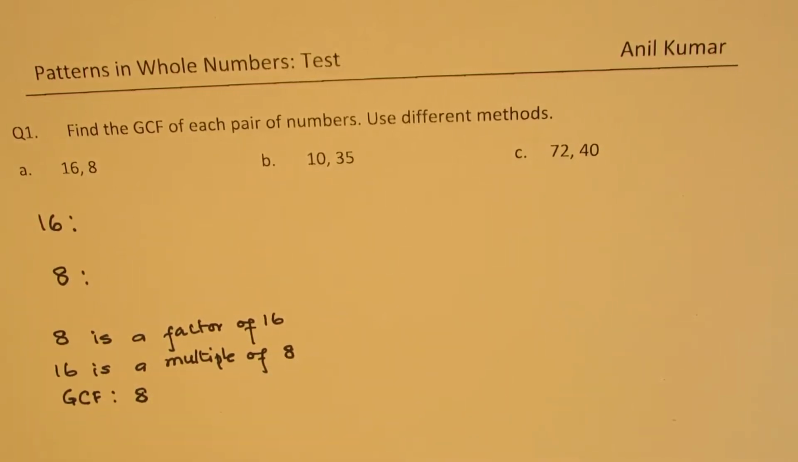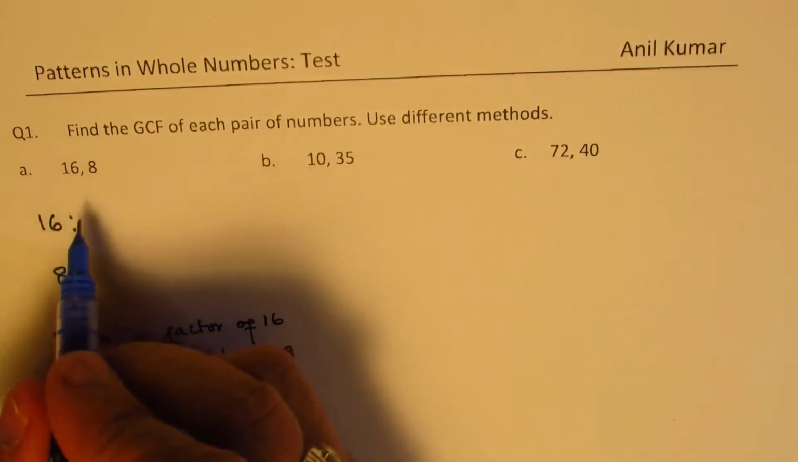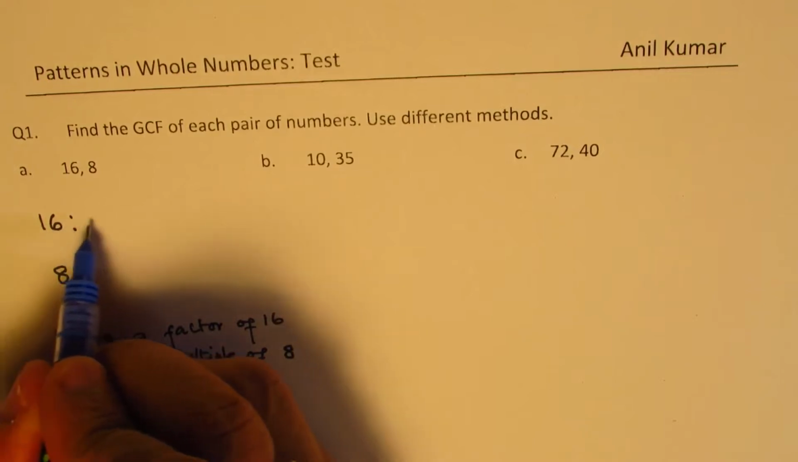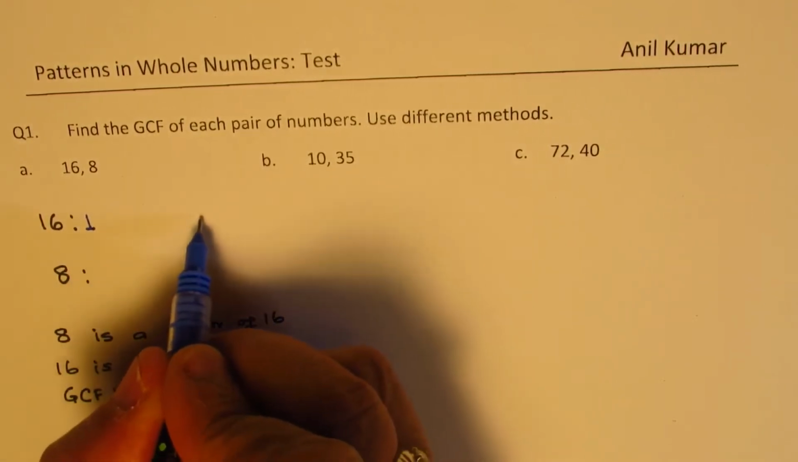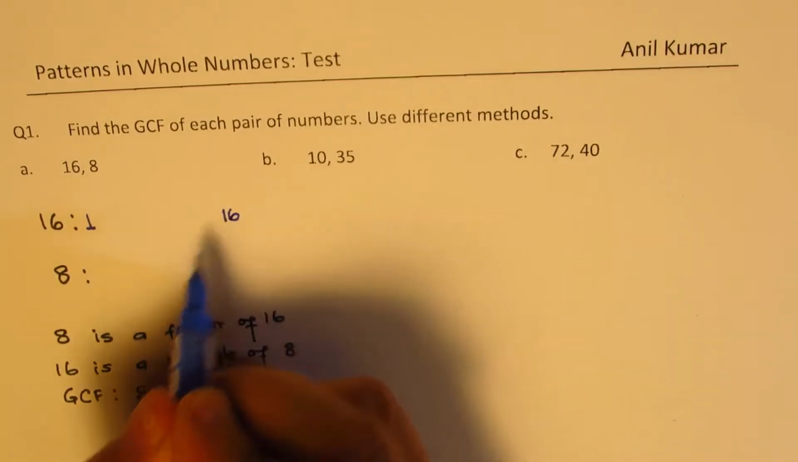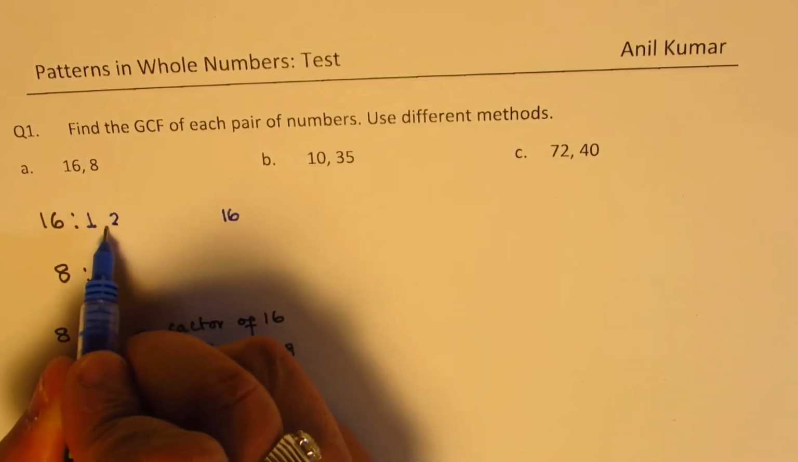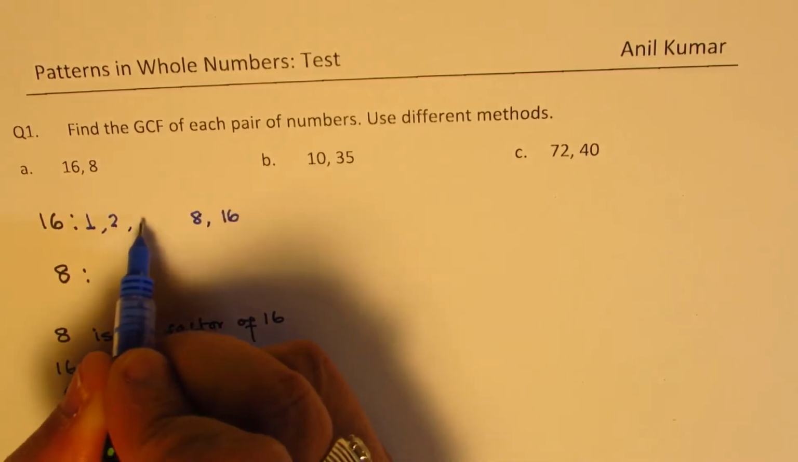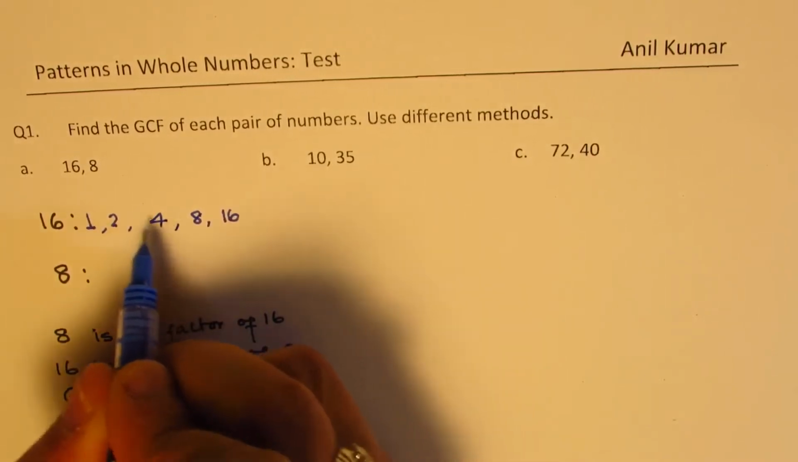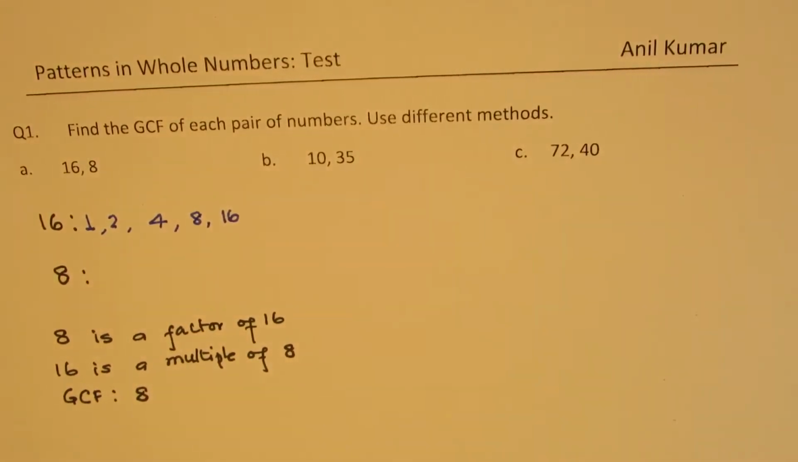So that is one way of doing it. The other way is to write factors, right? So we can write factors of 16. We know 1 is a factor of 16. 1 times 16 is 16, correct? And then we know 2 times 8 is 16. And we know 4 times 4 is also 16. So these are the factors.